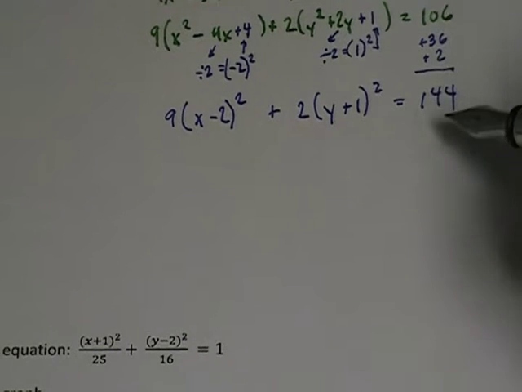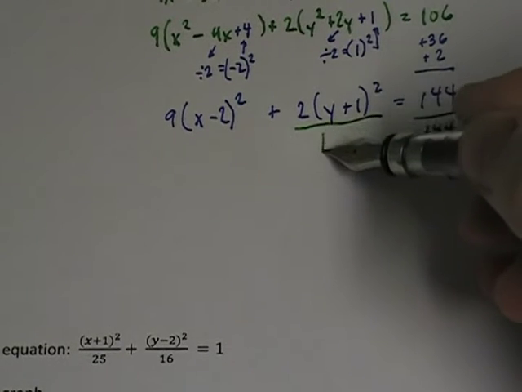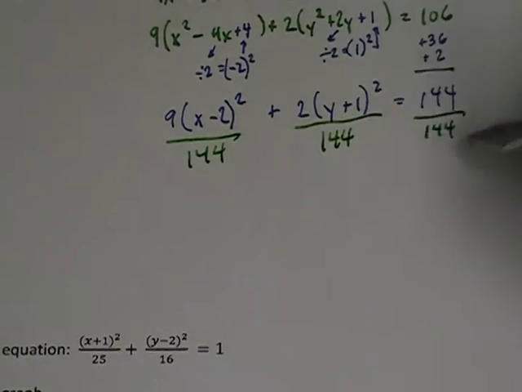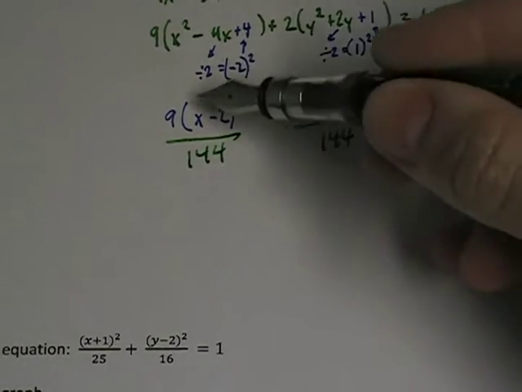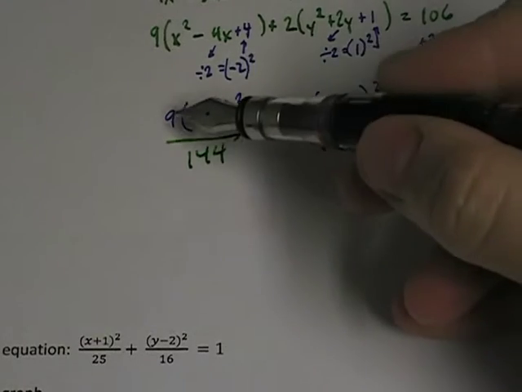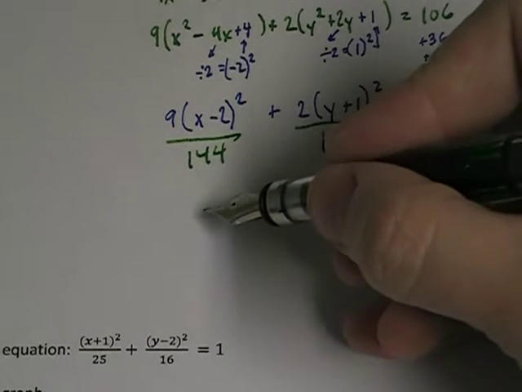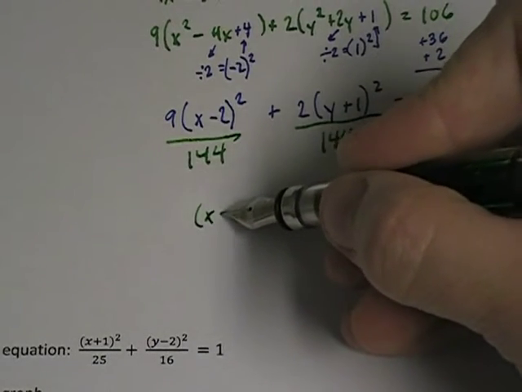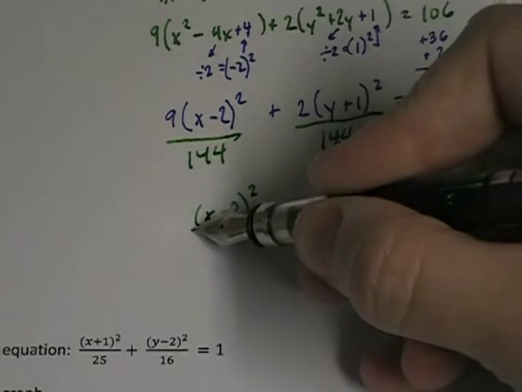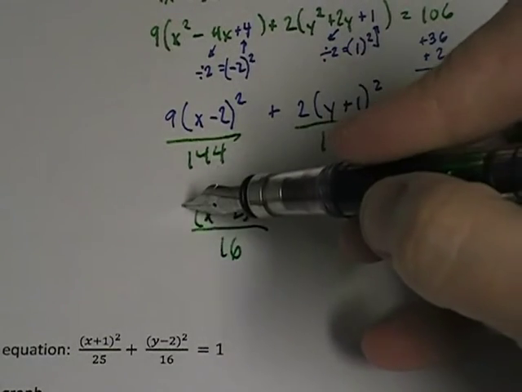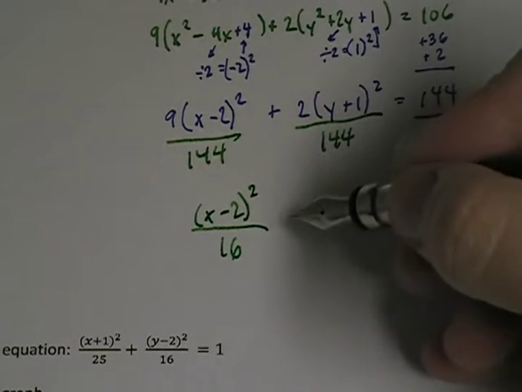Now what? Well, an ellipse has to equal 1. So we're going to divide this by 144 to get 1, and divide the left side by 144 as well. These fractions become over 144. So 9 over 144 is going to become x minus 2 quantity squared over 16. 9 over 144 reduces to 1 over 16.